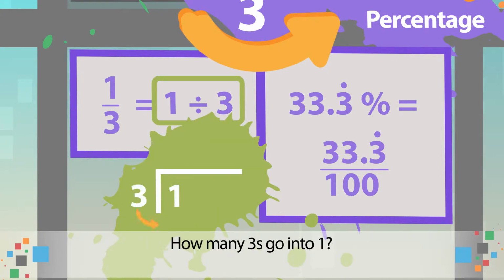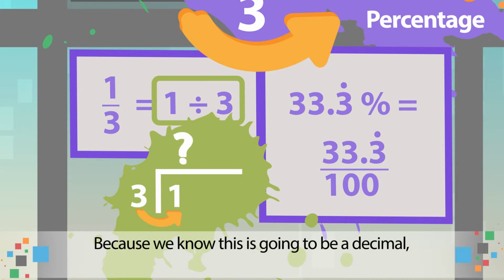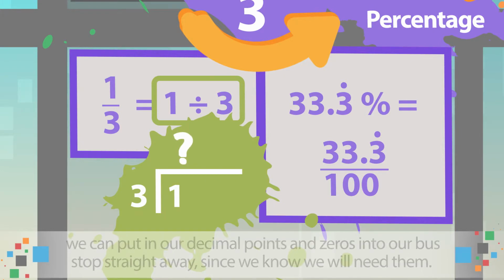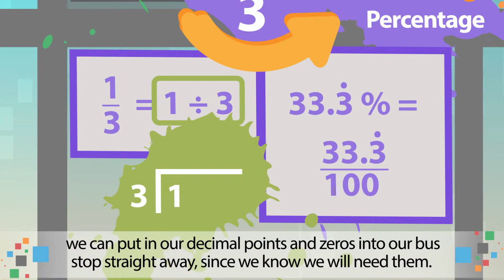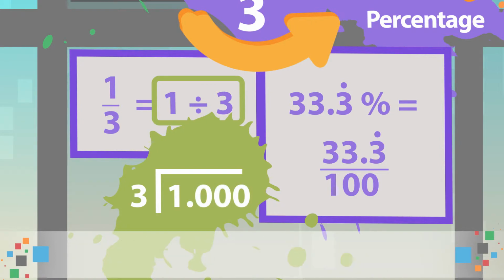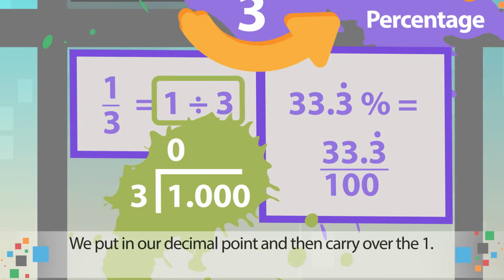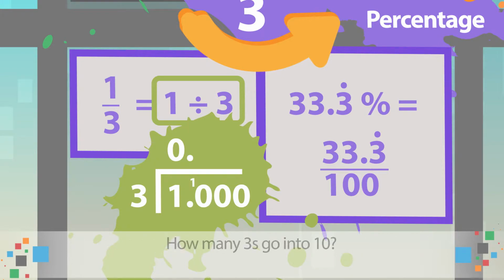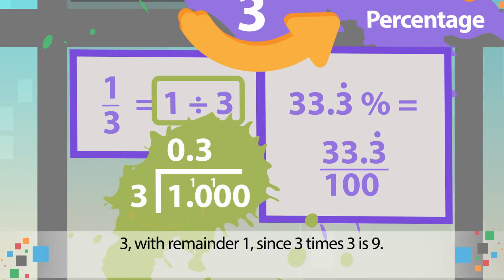How many 3's go into 1? Because we know this is going to be a decimal, we can put in our decimal points and zeros into our bus stop straight away, since we know we will need them. How many 3's go into 1? 0. We put in our decimal point and then carry over the 1. How many 3's go into 10? 3, with remainder 1, since 3 times 3 is 9.